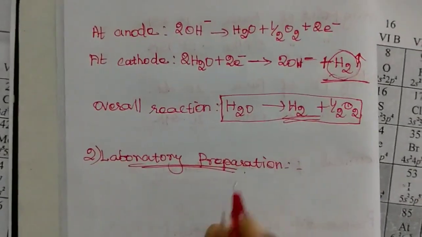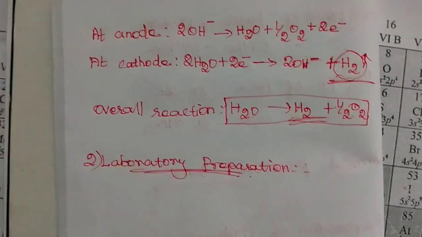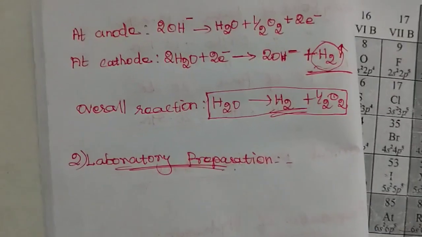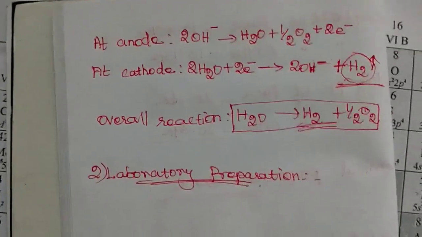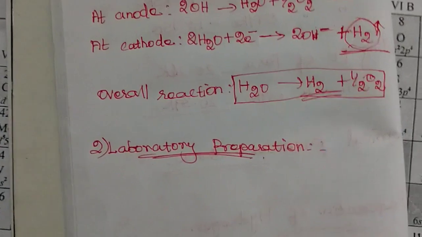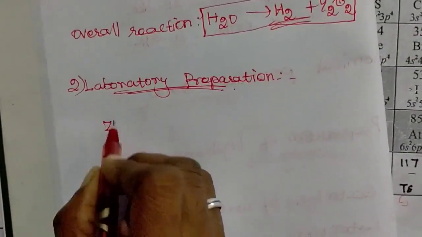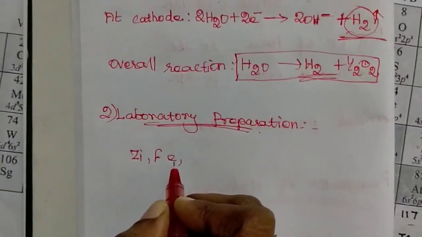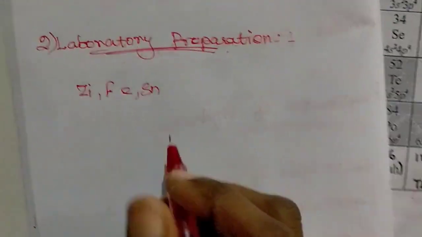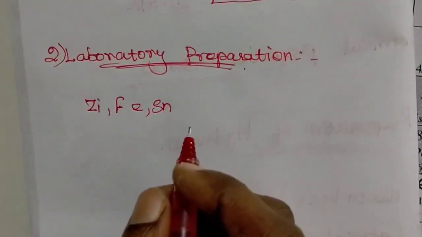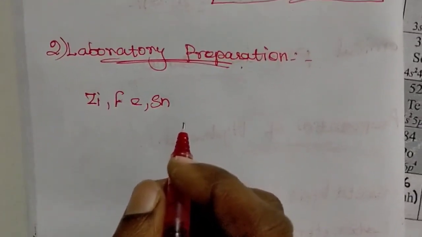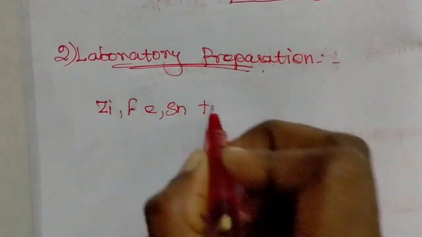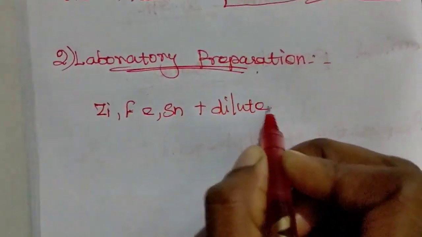In the laboratory preparation, hydrogen is prepared by zinc, iron and tin dissolved with dilute acid. In this case we can use zinc, iron and tin, which is dissolved with, or associating with, dilute acid.